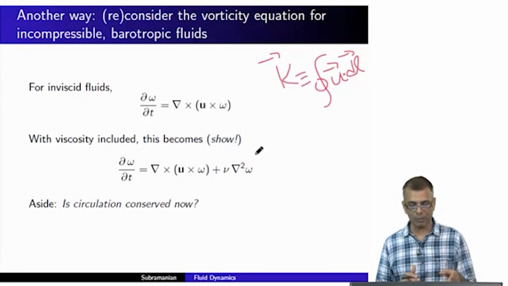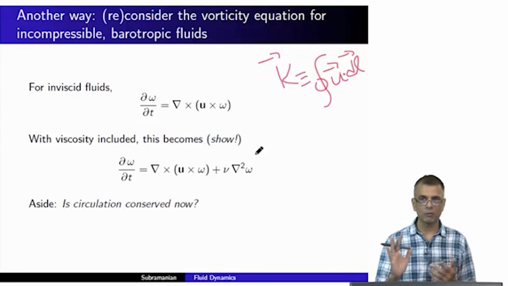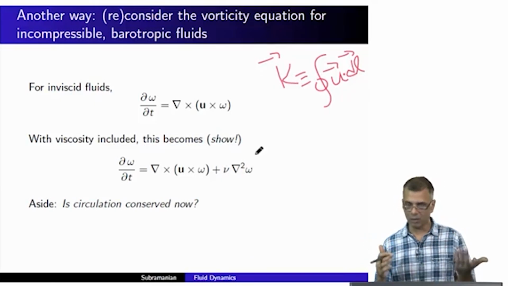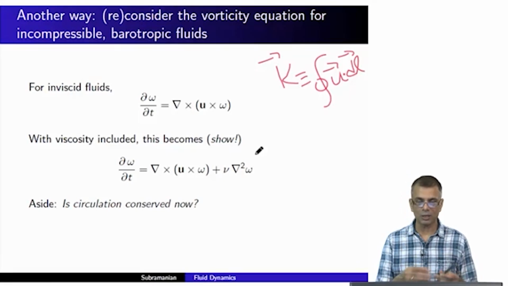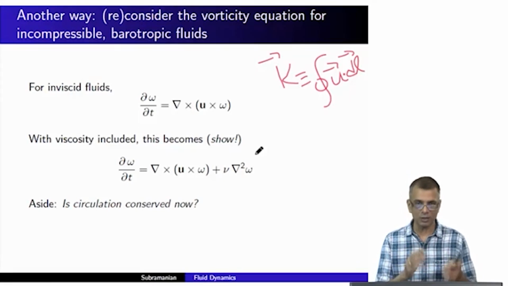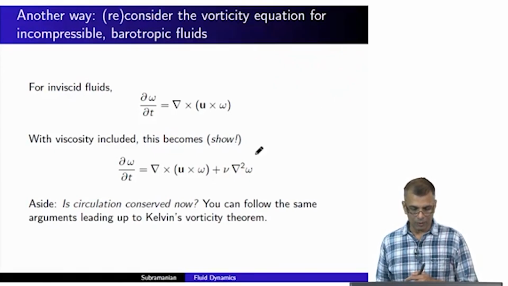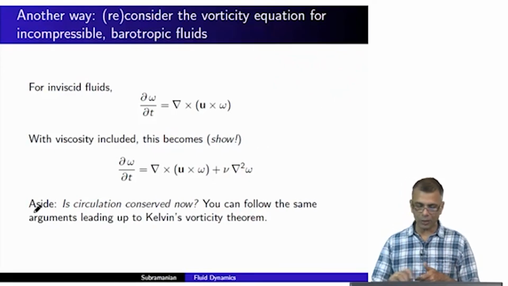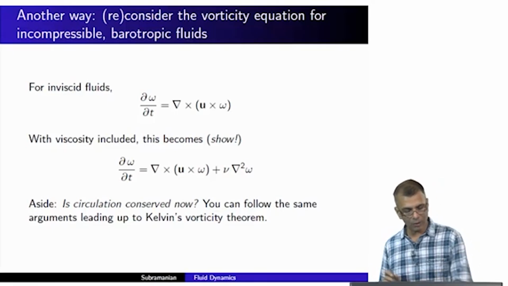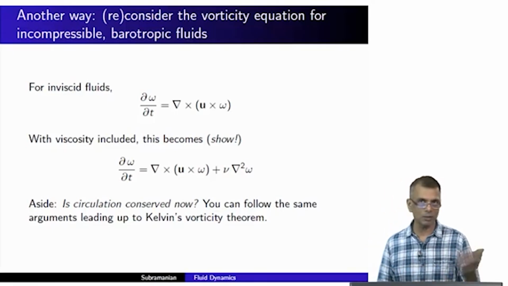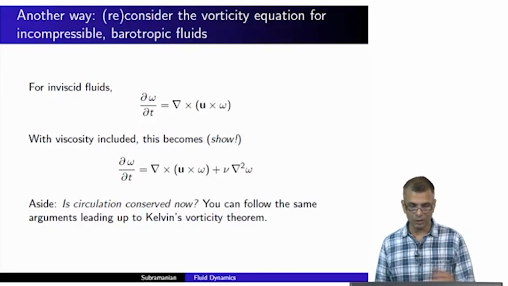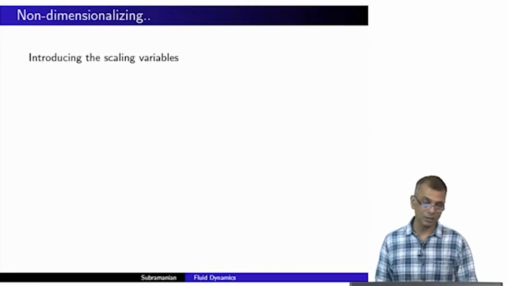and when viscous effects become important, circulation need not be conserved, and a situation where there are no vortices or no vorticity in the flow need not remain the same. It's everyday experience that we see the generation of vorticity just where the jet of water hits the wall. Right. So, in order to answer this question, you can follow the very same arguments leading up to Kelvin's vorticity theorem, which we discussed earlier. Just an interesting aside.